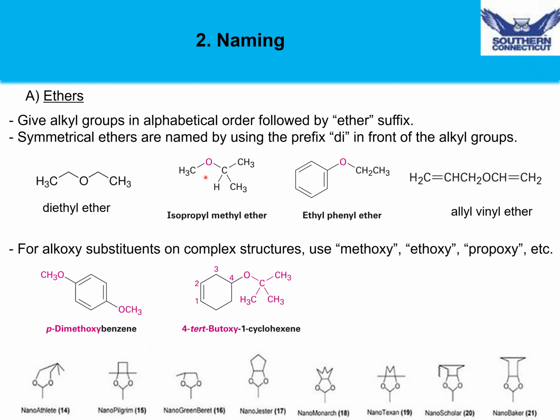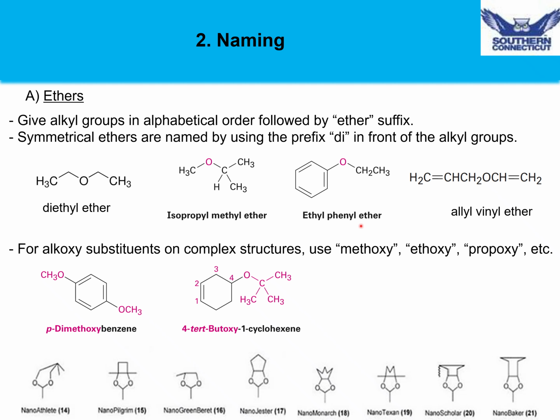In the next example, we have a methyl and an isopropyl group. If we alphabetize those 2 groups, they would be isopropyl, methyl, followed by the suffix ether. Note that in isopropyl, we use the letter I from the prefix. Most prefixes in naming are ignored when it comes to alphabetizing. So prefixes such as di, tri, tetra, or sec are typically ignored.